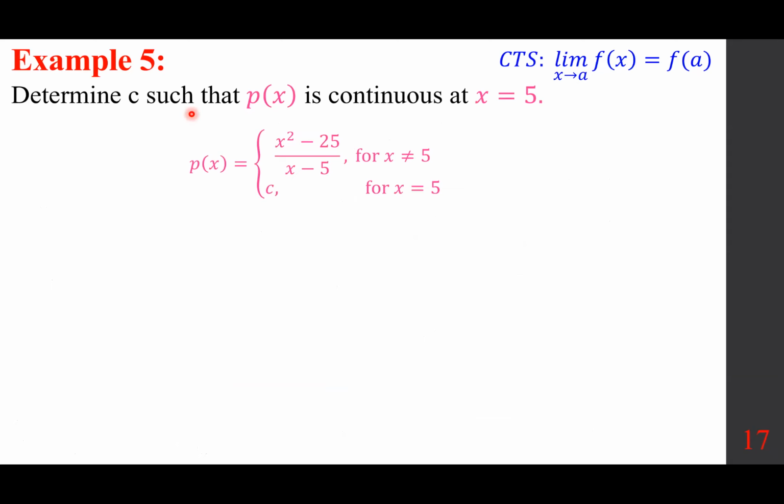We want to determine c such that this becomes a continuous function. A continuous function has this definition. So first, let's find the limit. And to find the limit, you have to look at where x is not equal to a, and this part we have to find the limit. If we plug in, we get 0 over 0. The technique is factoring.